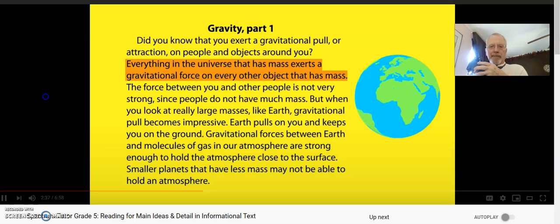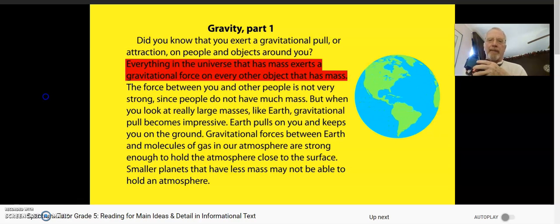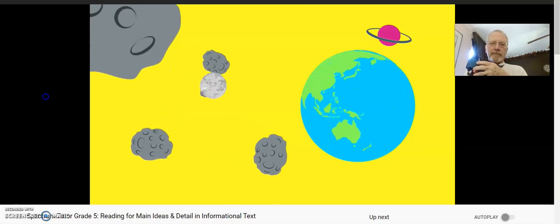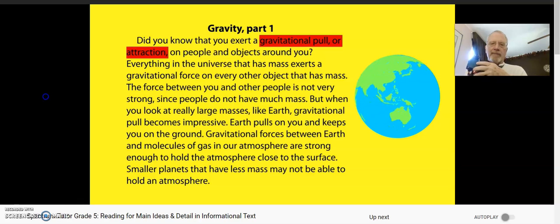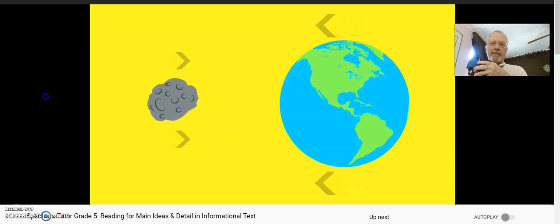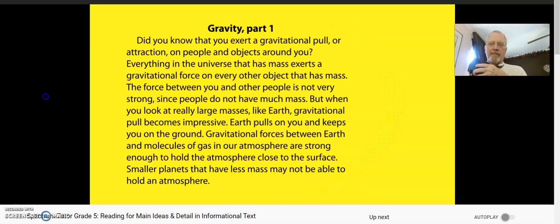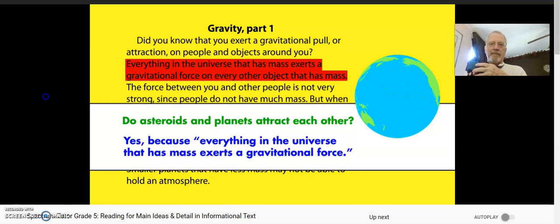Evidence from the text says that everything in the universe that has mass exerts gravitational force on every other object that has mass. You know that asteroids and planets are objects in the universe. You know they both have mass. The text also states that gravitational pull and attraction are the same thing. You know that since the question asks about things that attract, it is asking about gravitational pull. All this evidence helps you make a good inference to answer the question. Quote evidence from the text in your answer. Asteroids and planets do attract each other since everything in the universe that has mass exerts a gravitational force.